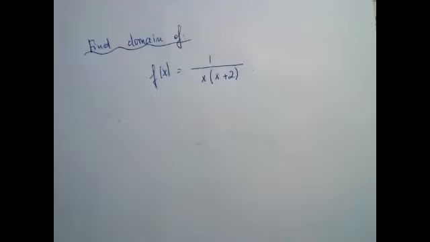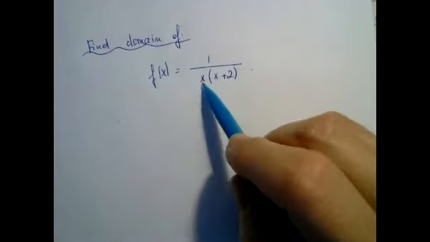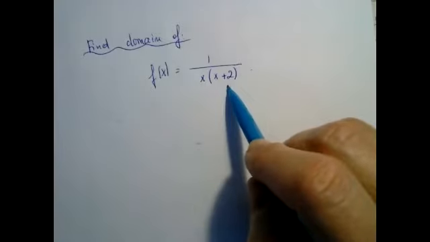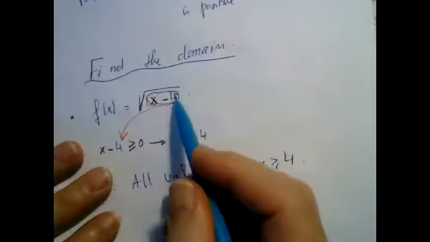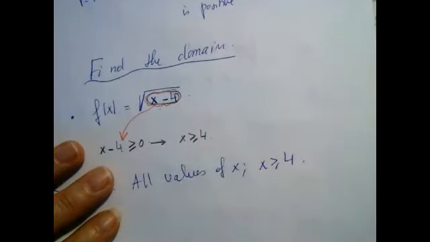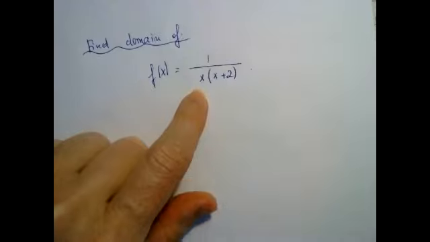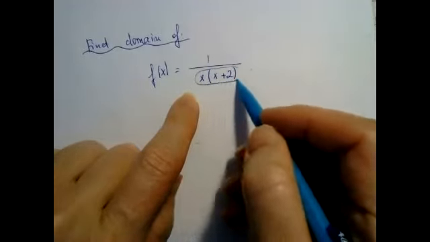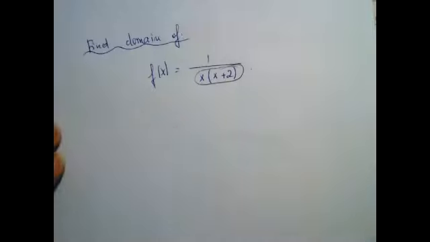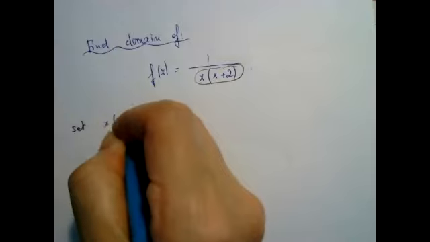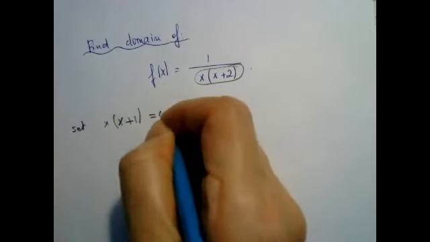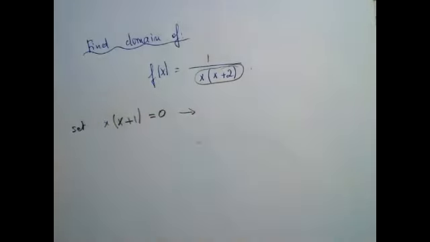X can't be 0. X can't be -2 either. These are the values that give me a problem. Because there is no square root. If there is a square root, I have to worry about making the term under the square root positive. Here, I only have a denominator. So what I should worry about is the values that make the denominator 0. That's the only issue I have here.